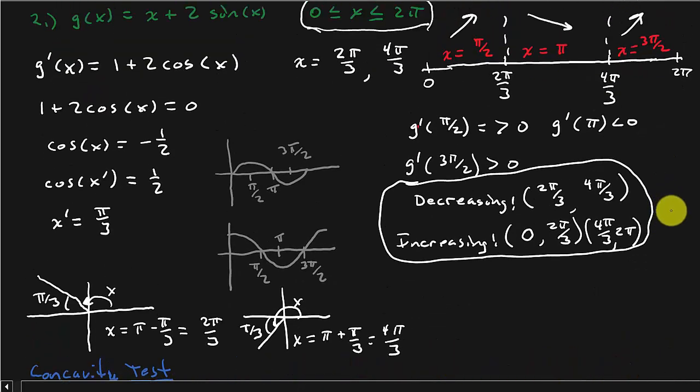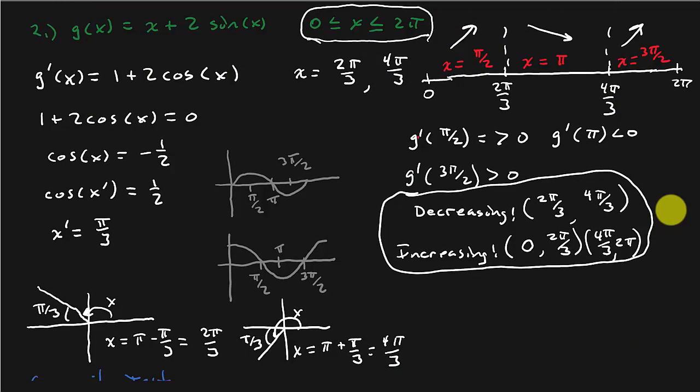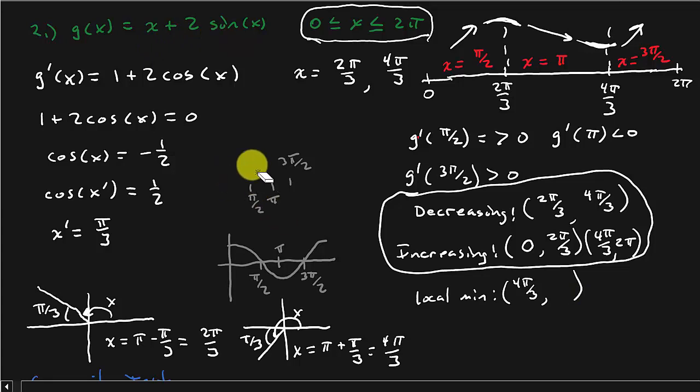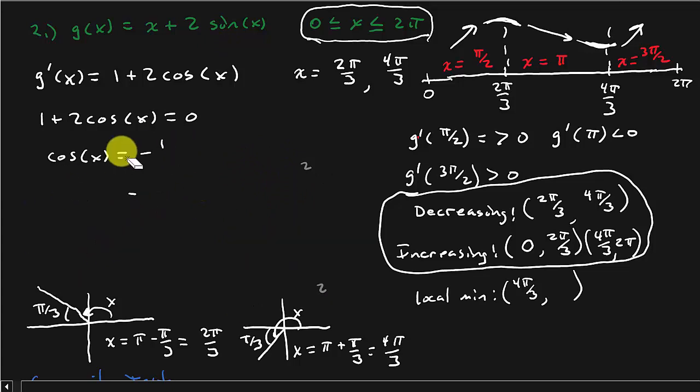All right, now we need local max and min. So you can see I have a local maximum here, a local minimum here. So my local minimum is going to be at 4 pi over 3. All right. So I need to do x plus 2 sine x. So let me erase this. Get some more room here, so we can go over evaluating this. Hopefully you don't have problems evaluating your trig functions.